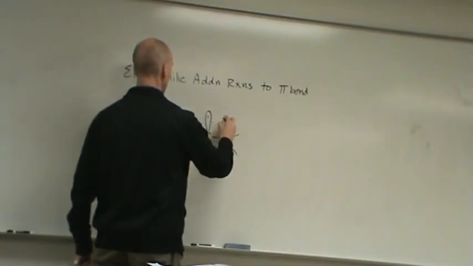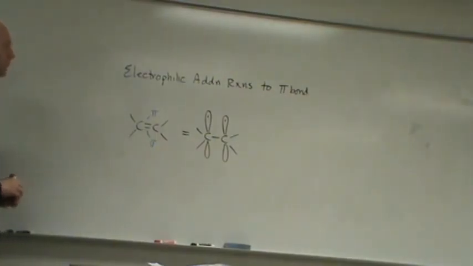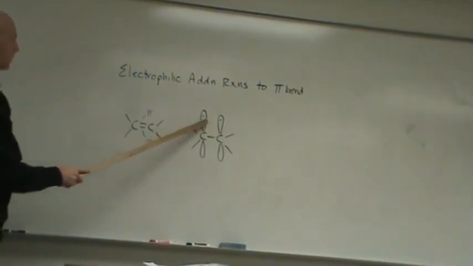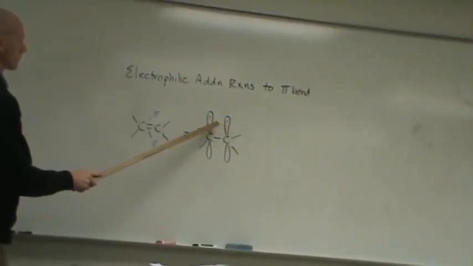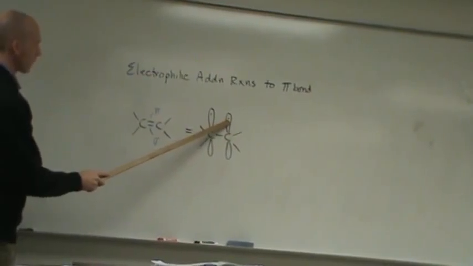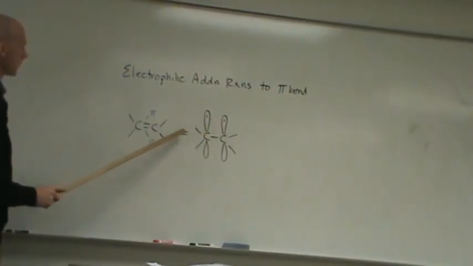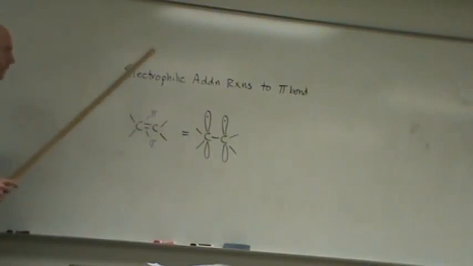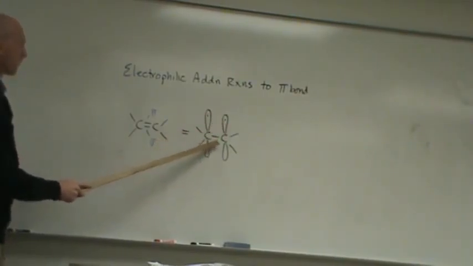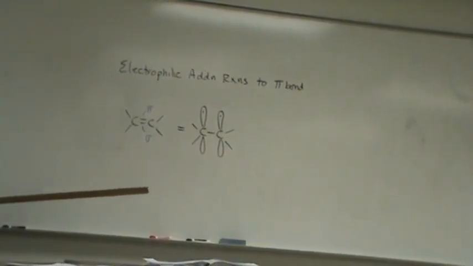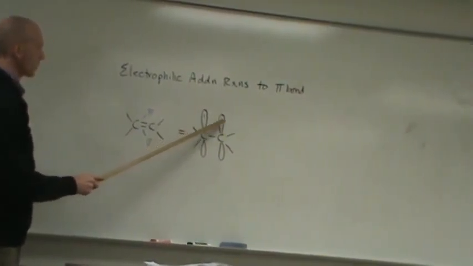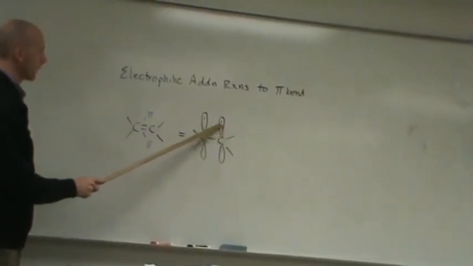So if we were to draw out the pi bond, remember the pi bond is made up of two p orbitals that are overlapping sideways. And remember, in each p orbital you have one electron. So these two electrons add up to make this one bond here. And in the middle, this thing was what? The sigma bond. So you get the pi bond and the sigma bond for the double bond.